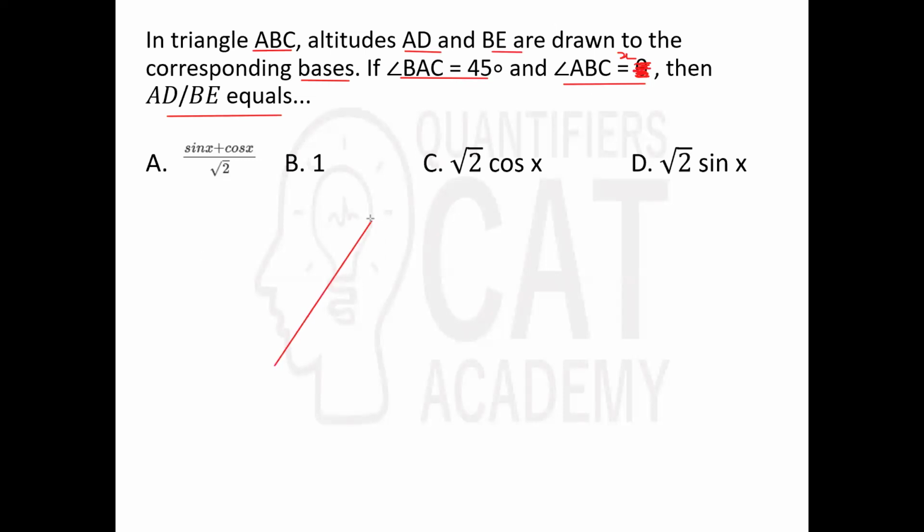Let's make a triangle ABC. Two altitudes. So let's say this is AD. This is, let's say, BE. Let's name them A, B, C, AD and BE are the altitudes. Angle BAC is equal to 45 degrees. This whole angle is 45 degrees. And angle ABC is equal to x. This complete angle is x. We are looking for AD by BE.